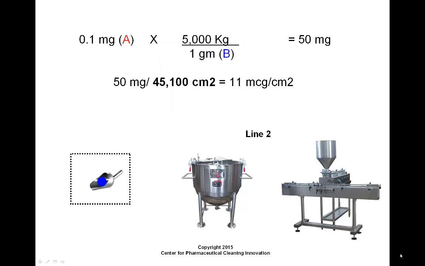So this calculation doesn't apply to the scoop if it's being used for another line, meaning it's not dedicated. And this calculation would change from 45,100 down to 50 milligrams divided by 100 square centimeters, which gives us a limit of 5,000 micrograms instead of 11. And 11, as we said before, was probably too high. So it's 500 times higher.